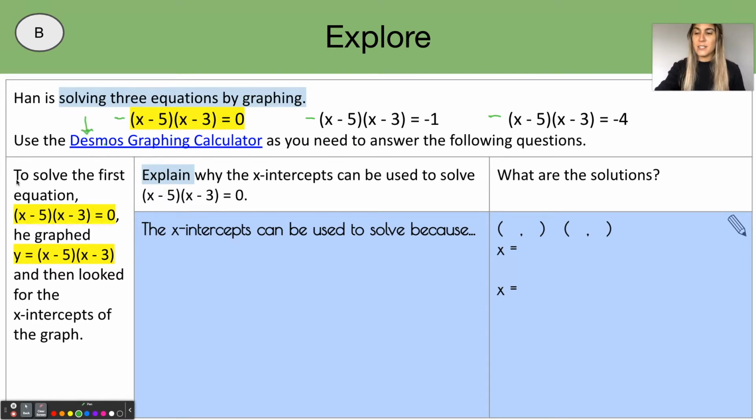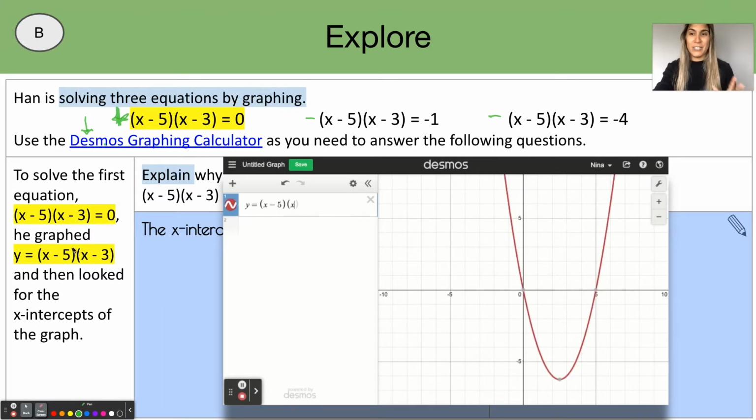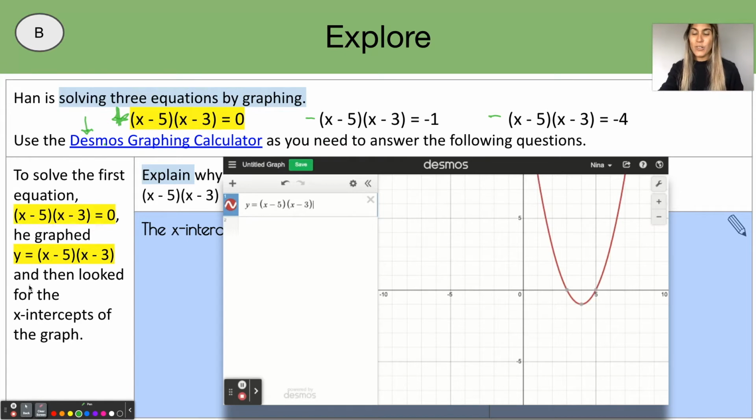It says, to solve the first equation, so we're focusing on the first one right here, equation x minus 5 times x minus 3 equals 0. He graphed y equals x minus 5 times x minus 3. So we're going to see what that looks like in Desmos. And then look for the x-intercepts. He looked at where it crossed the x-axis. Okay, so you can go ahead and graph. You can also watch the video that's going to pop up.